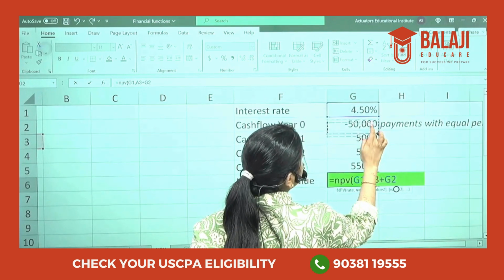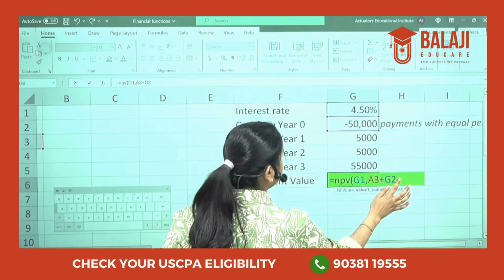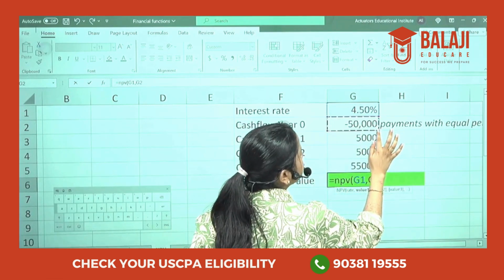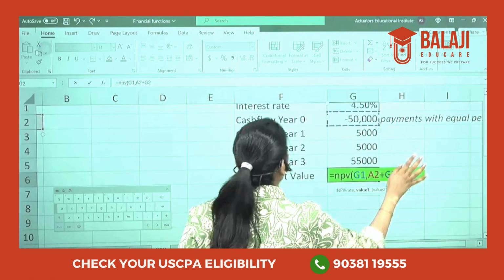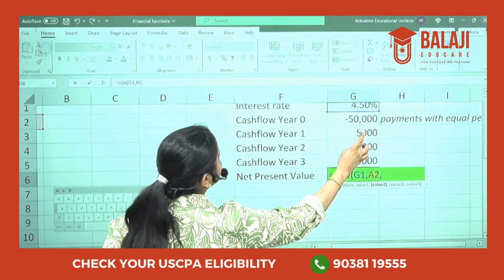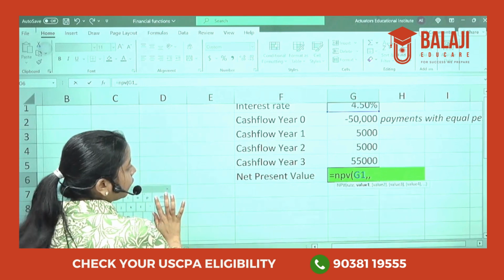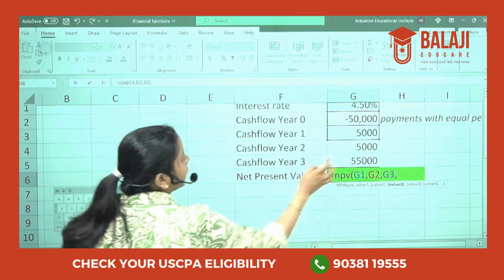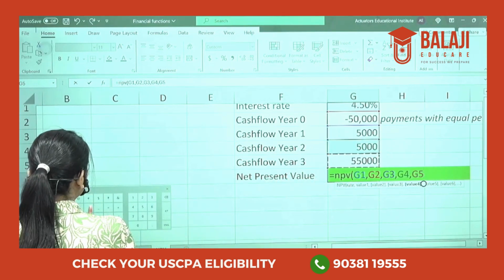There's a plus sign coming in. I'll just remove this. I'll select individually because maybe this is not working over here. This one, comma, this one, comma, this one, and you just close the bracket.